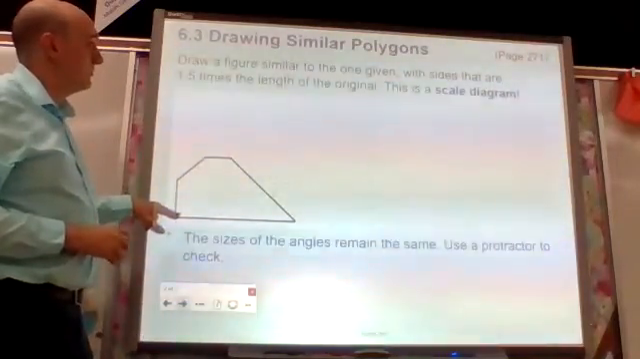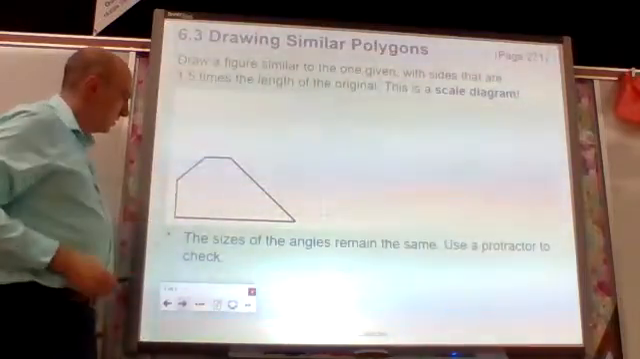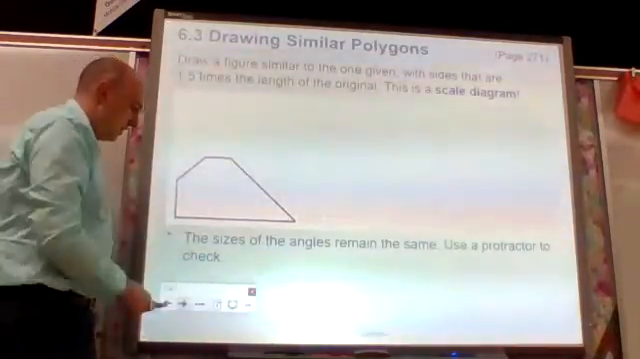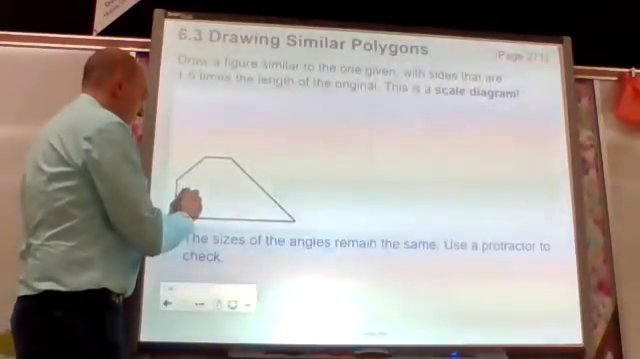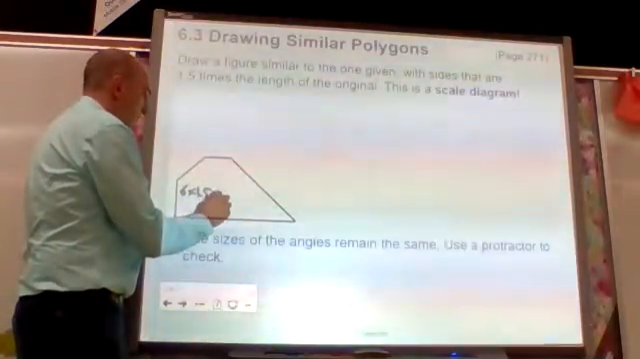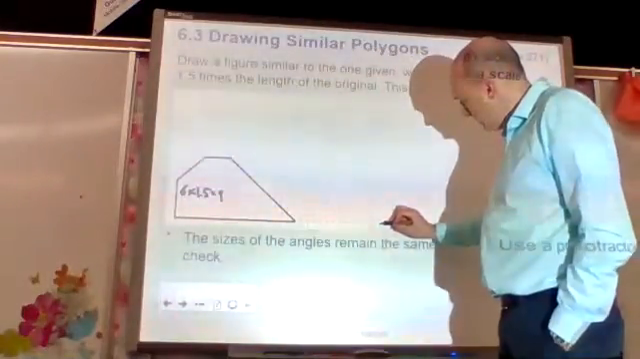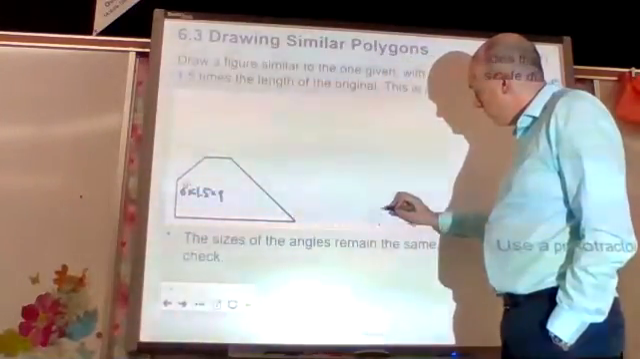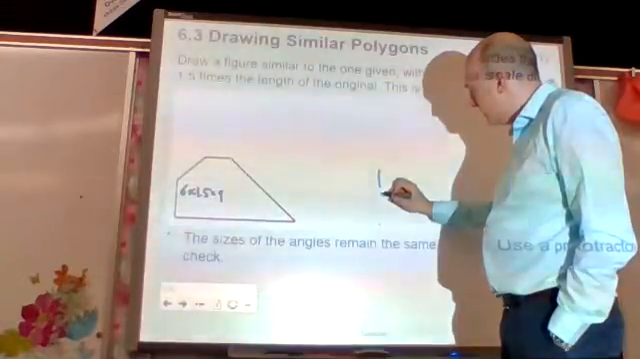So 1.5 times the length of the original. If we've got 1, 2, 3, 4, 5, 6 squares for this left-hand line here in the original, 1.5 times as much, 6 times 1.5, that's going to be 9. So we're going to start in the same place. We're going to go up 1, 2, 3, 4, 5, 6, 7, 8, 9. So we're going to have this line here.